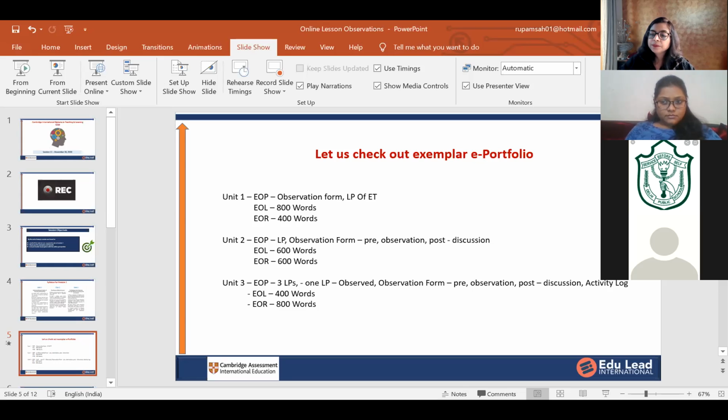Okay. All right. So is there complete clarity on what all things we are supposed to be putting in the portfolio? Yes, ma'am. And that activity log, in which unit do we have to do that? The third unit, or is it separate? No, it's in the third unit. The activity log is in the third unit only.